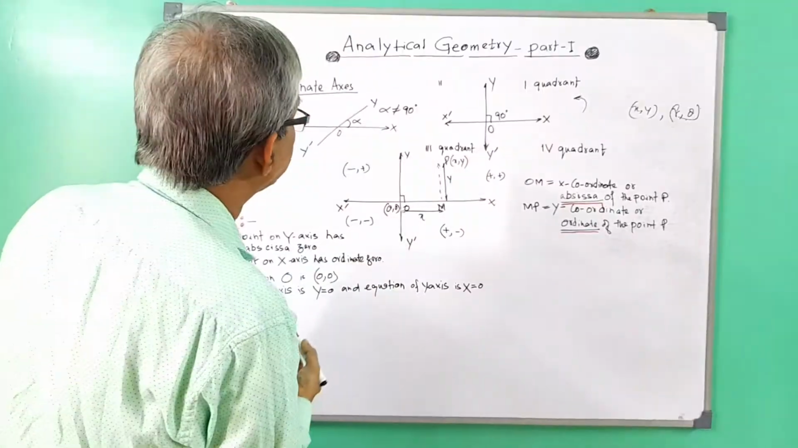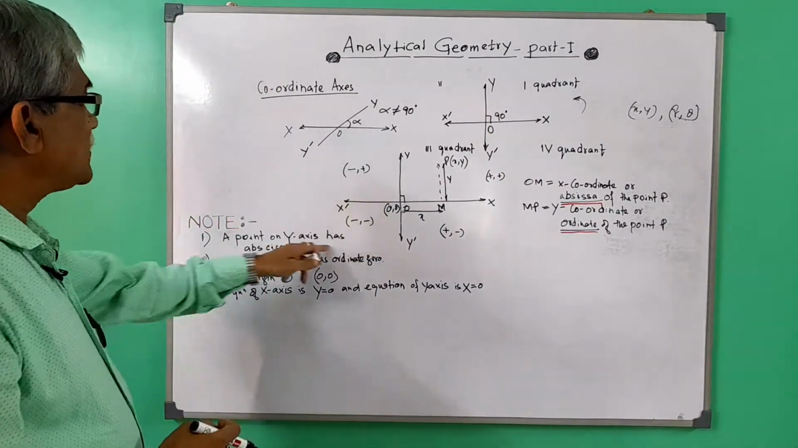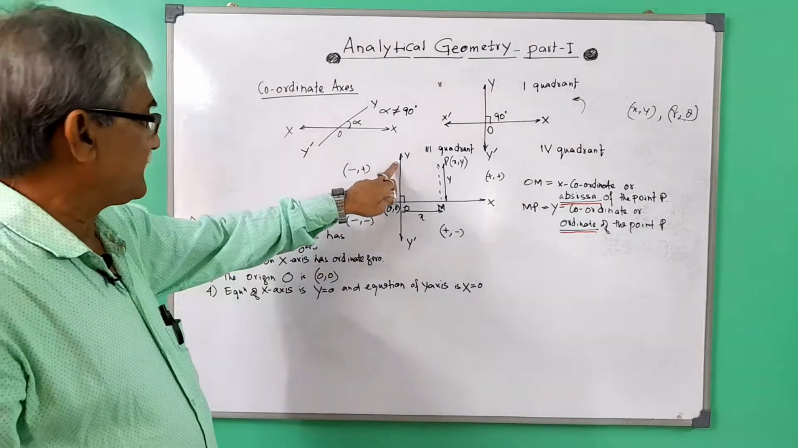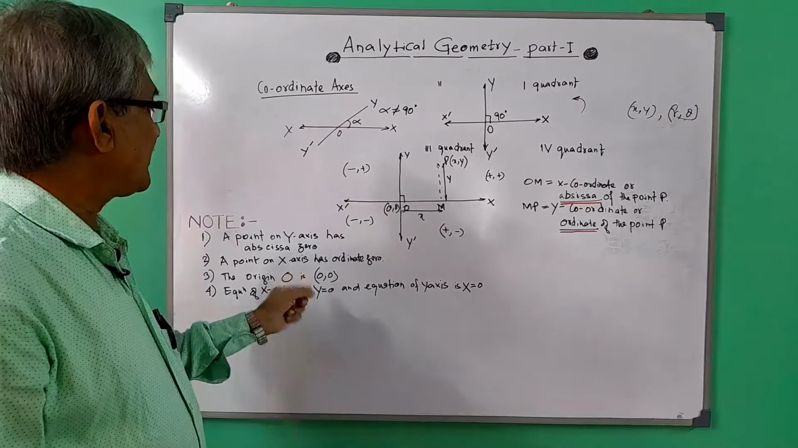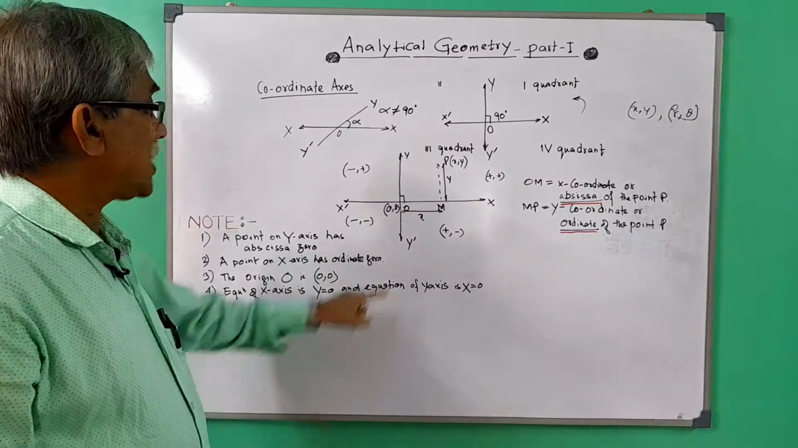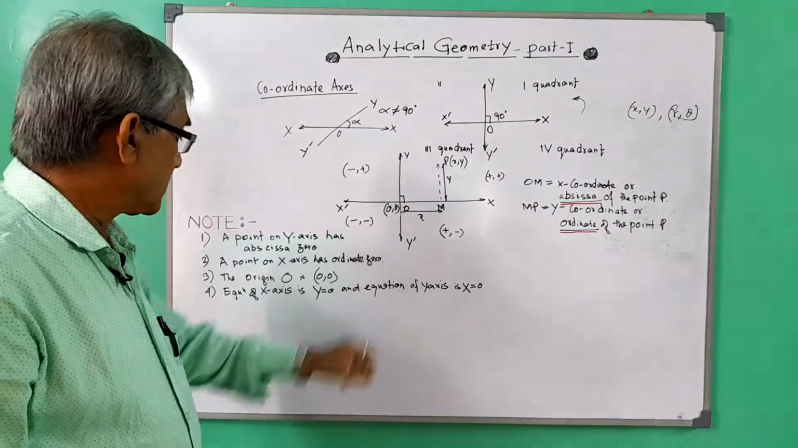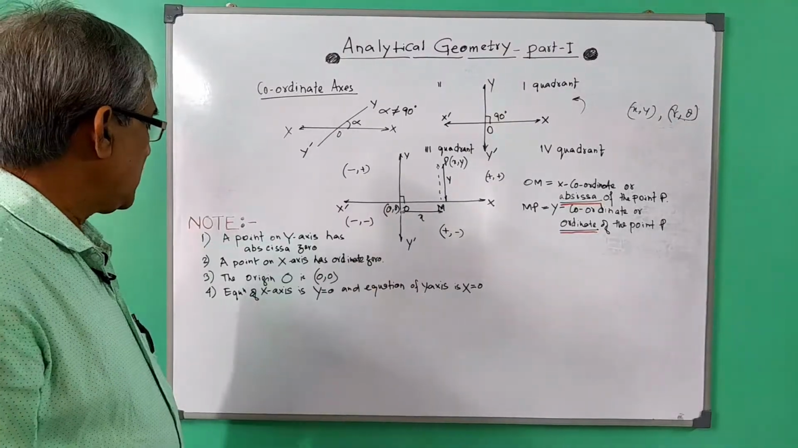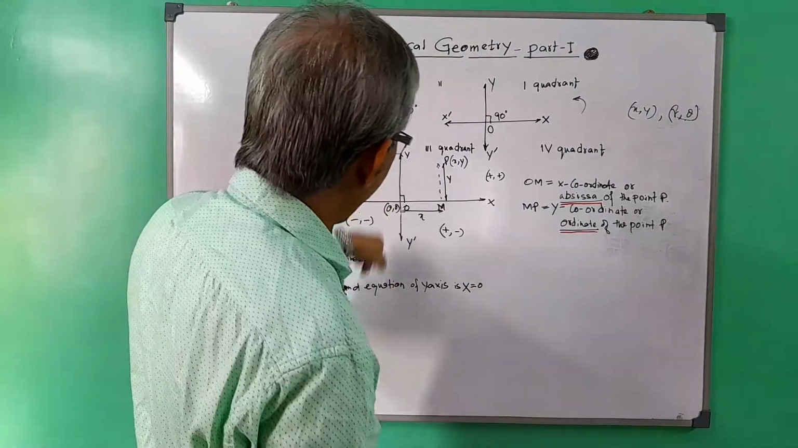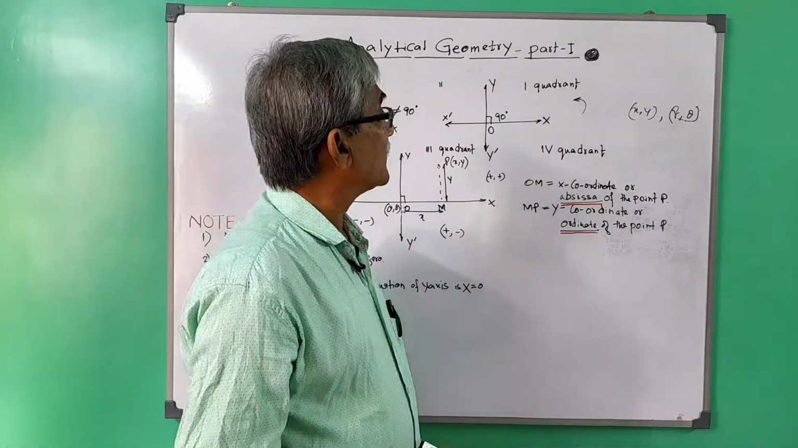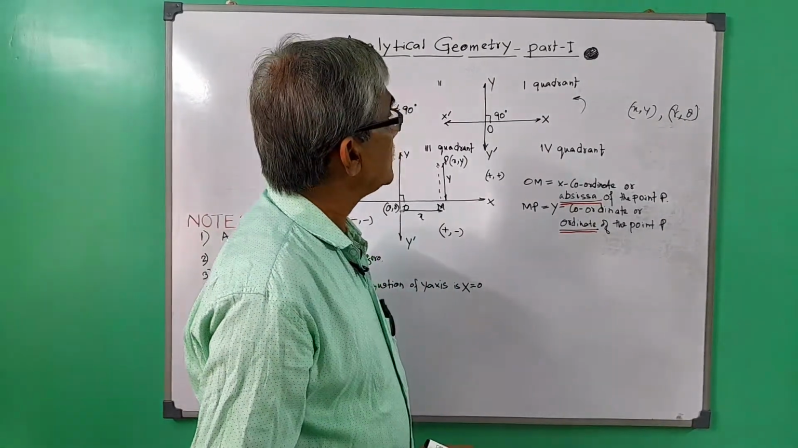Now you have to take note that a point on the y-axis has an abscissa of 0, a point on the x-axis has ordinate 0, the origin O has the coordinates (0, 0), and the equation of the x-axis is y equals 0, and the equation of the y-axis is x equals 0.